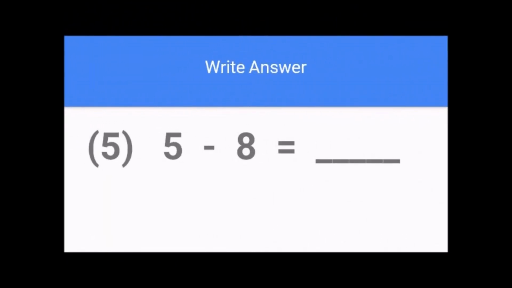Okay, and number 5. That's positive 5. You don't have to put the positive. Positive 5 and negative 8. You're adding positive 5 and negative 8, or 5 minus 8. What would the answer be?